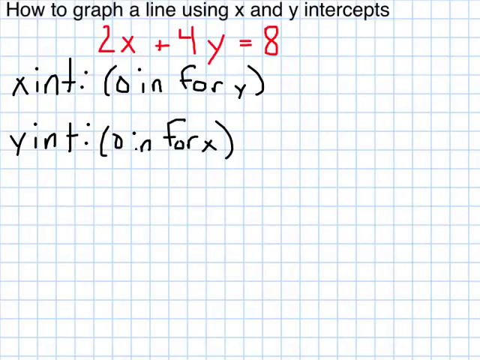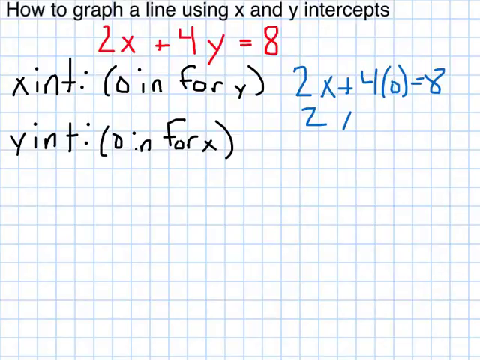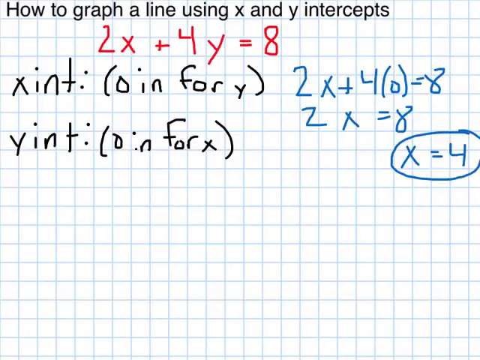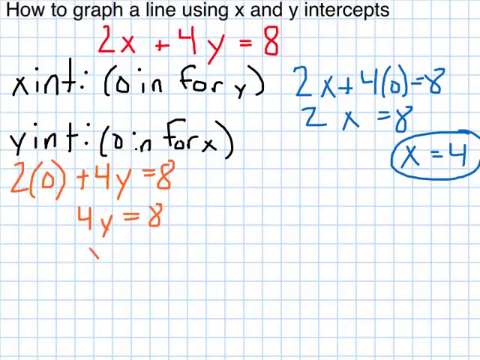Okay, so let's take a look at what that would look like. So for the x-intercept, I would have here 2x plus 4 times 0 equals 8. So that means that 2x equals 8, so x equals 4. So that's where we're going to cross the x-axis. Now for the y-intercept, we have 0 in for x. So 2 times 0 for x plus 4y equals 8. You have 4y equals 8, so y equals 2.